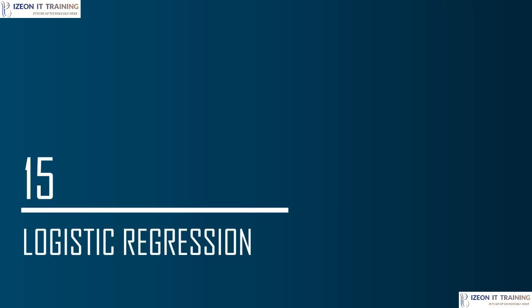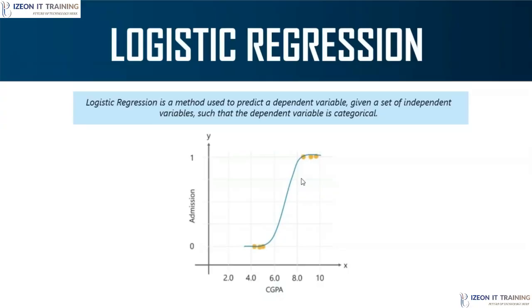Now let's move on and look at our next algorithm, which is logistic regression. In order to understand why we use logistic regression, let's consider a small scenario. Let's say that your little sister is trying to get into grad school and you want to predict whether she'll get admitted in her dream school or not. Based on her CGPA and the past data, you can use logistic regression to foresee the outcome.